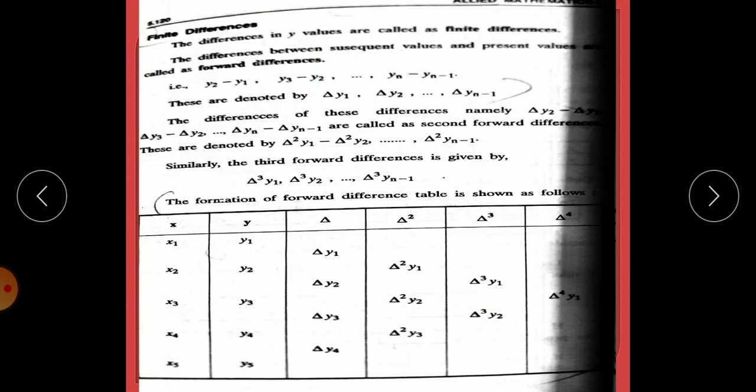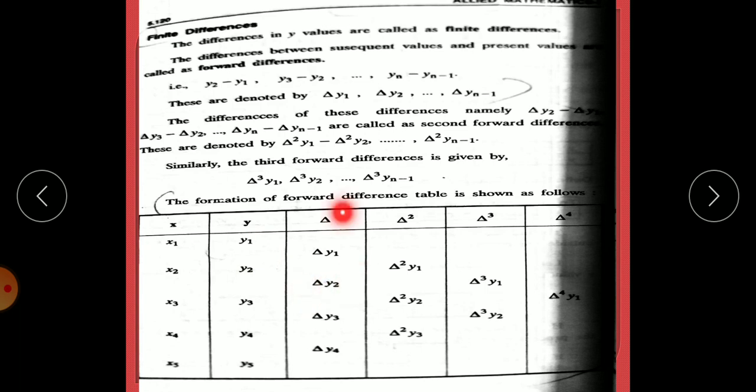So finite differences, this is the finite differences table. This is very important. Please learn the table by heart. How can you find the values in the table? First write the x values which they have given in the question. Then write the y values from the question. Then y2 minus y1 is delta y1. y3 minus y2 is delta y2.